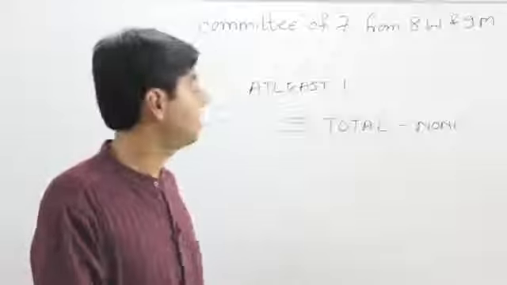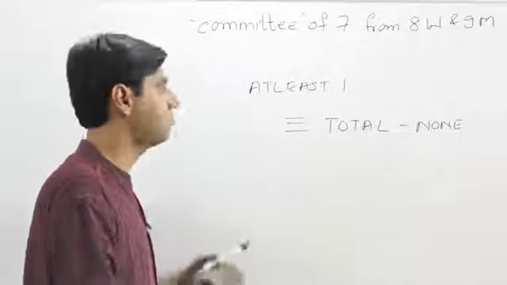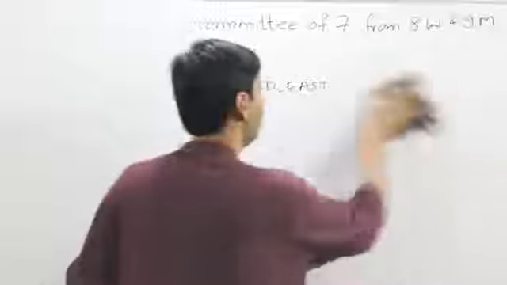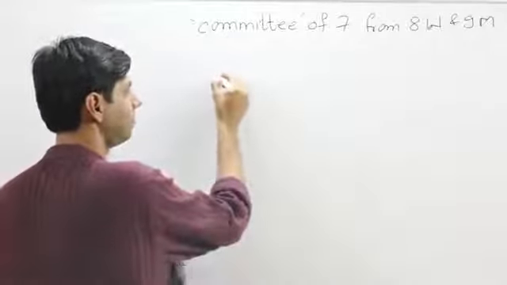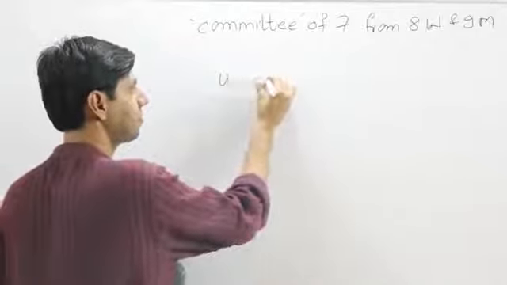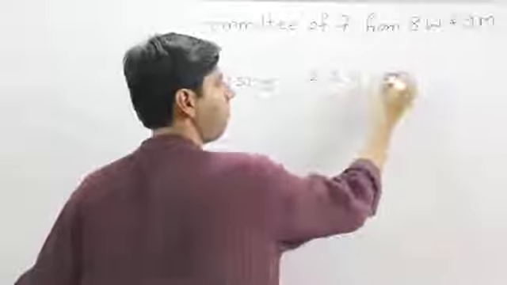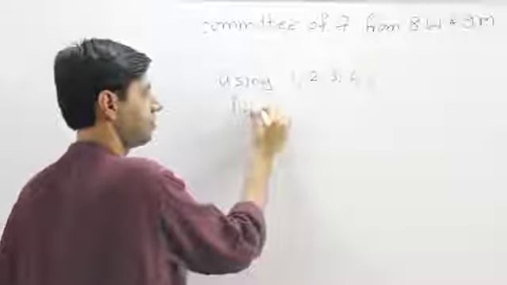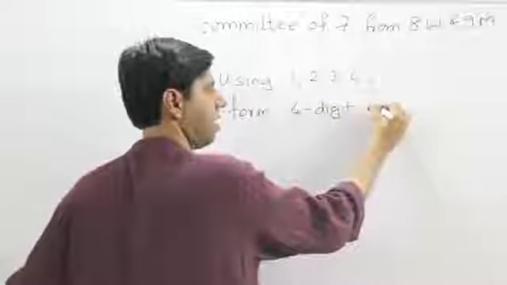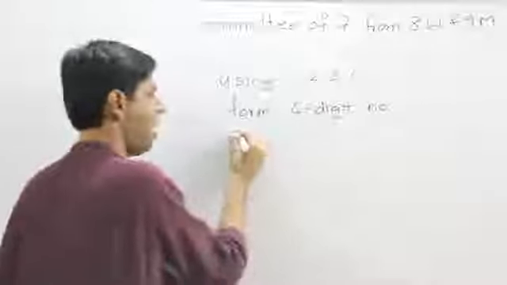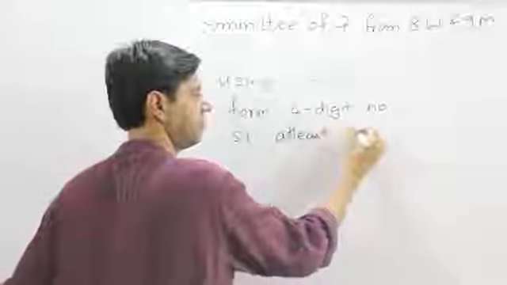I'll take up a question on this funda once again, though it is not related to combination, but since I'm at this point, let me use this. Let's say, going back to numbers, using 1, 2, 3, 4 form a 4-digit number such that at least 1 digit is repeated.